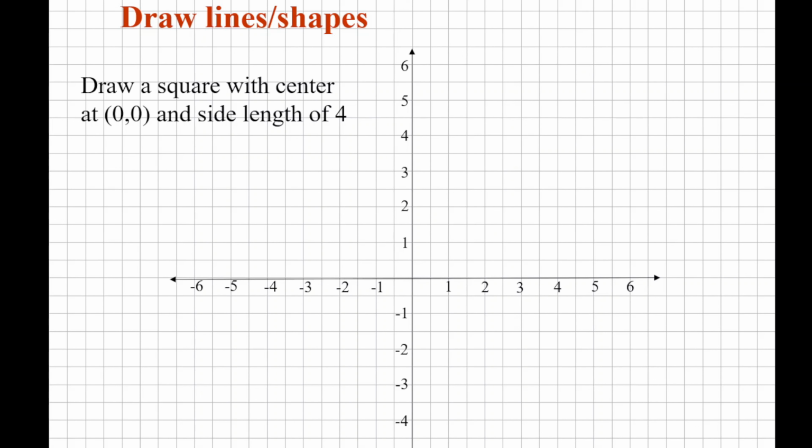To plot the square with a side length of 4 and center at 0, 0, we note that the x values must range from -2 to 2 so that the side length measures 4. Similarly, the y values must range from -2 to 2. Thus, the square with a side length of 4 and center at 0, 0 will be positioned as follows.